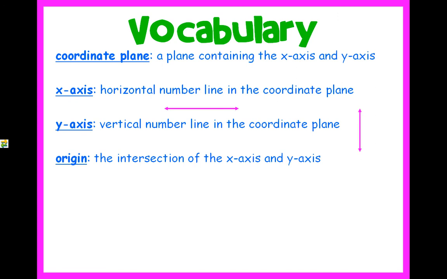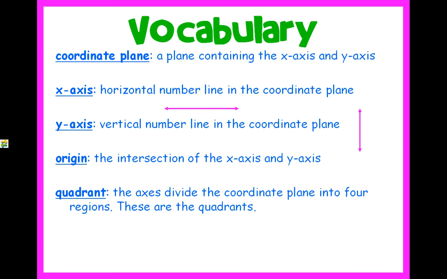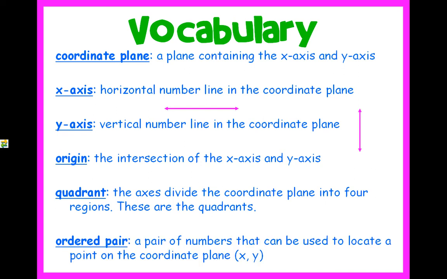Alright, the origin is the intersection of the x-axis and the y-axis. I don't have a picture, but I will show you in the future slides what the origin is. A quadrant: the axes are going to divide the coordinate plane into 4 regions, and these 4 regions are the quadrants. And an ordered pair is a pair of numbers that can be used to locate a point on the coordinate plane. So you'll have an x and you'll have a y, and that'll be your ordered pair that will show you where something is in the coordinate plane.